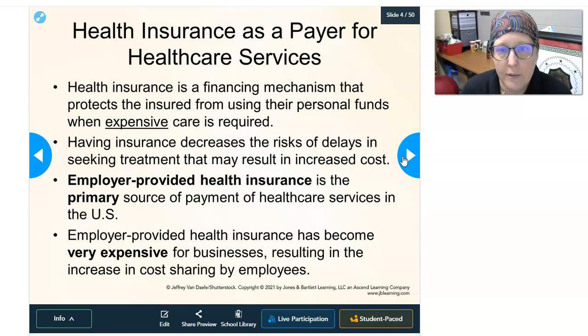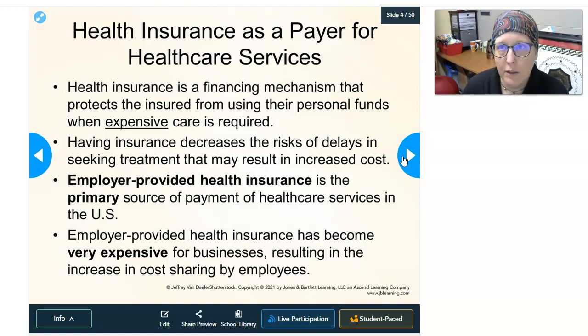All right, so let's start with health insurance. It is one of the bigger payers for the healthcare services. So it is a financing mechanism that protects the insured from using their personal funds when expensive care is needed. And that's really the idea of health insurance.